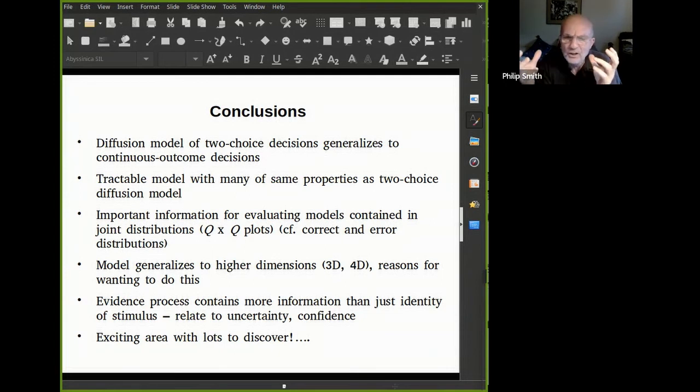So there's a larger philosophical claim, I guess, which is that the evidence process may contain more information than just the identity of the stimulus, than just the thing that you're asking the decision maker to respond to. Information about things like participants' uncertainty about the encoded stimulus, which may also relate to interesting things like subjective confidence. So at the moment, this is still very much a greenfield area with lots of exciting things to discover. So I'll stop at that point. Thank you for your attention, and I'll throw it open to questions.